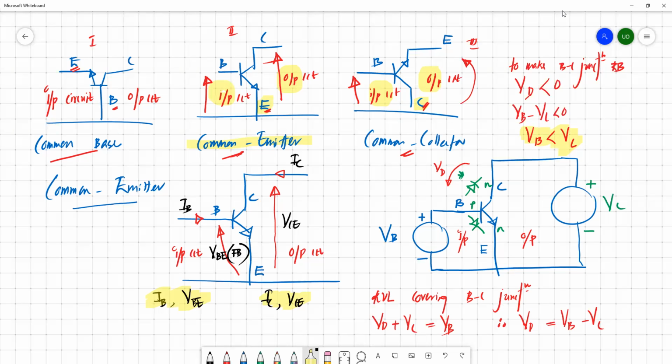So if you maintain this condition for this common emitter model, you can manage the base emitter junction forward biased and the base collector junction reverse biased. By connecting the sources in that way to the input and output circuit, you can manage the two conditions for this common emitter circuit configuration. Okay, so this is the way you can power the simple common emitter configuration using external sources.